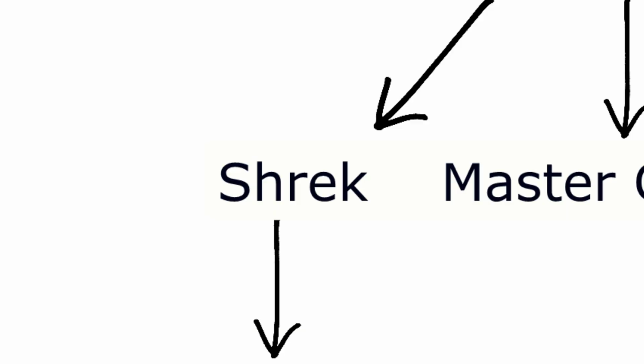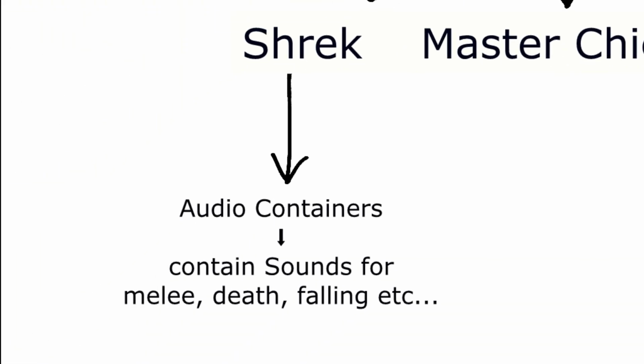In this example, we have 3 voice characters, Shrek, Master Chief, and Benny, and we're going to group them under the name The Boys. Now for a little bit about audio containers. Audio containers contain all the sounds for the characters that you are going to make, and they are referenced by the game when it wants to play a certain kind of sound.